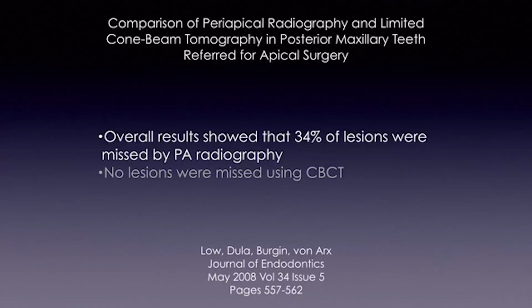Lowe, Dula, and Bergen et al. compared periapical radiography and limited cone beam computed tomography in posterior maxillary teeth referred for apical surgery. They found that 34% of the lesions were missed by periapical radiography and virtually no lesions were missed with cone beam computed tomography. So how does this bear out in the real world?